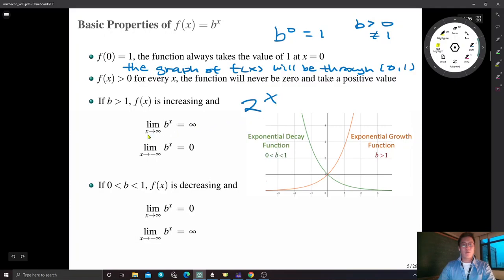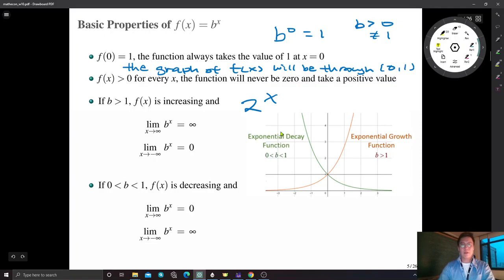So when x approaches infinity, when x grows large, the function also grows large. So it grows to positive infinity. On the other hand, when we take the limit as x goes to negative infinity, the function will be very close to 0.